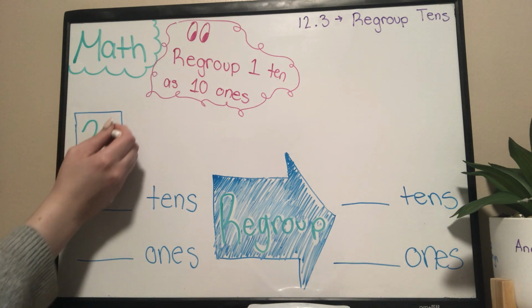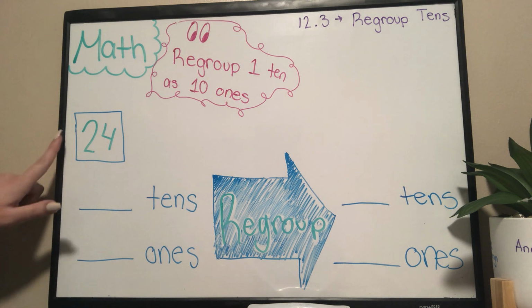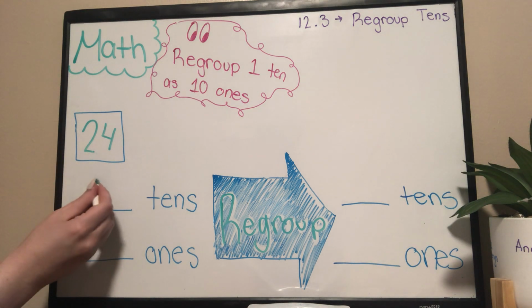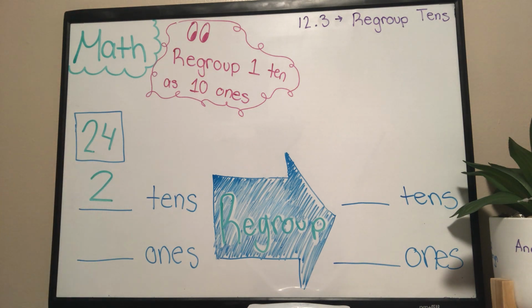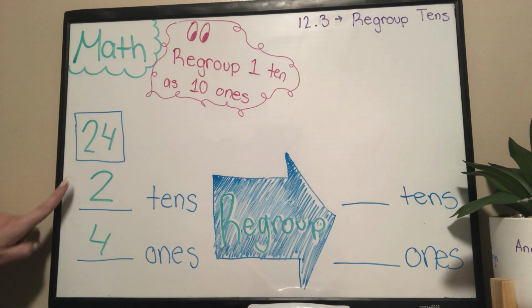So our first example is, let's say that we have the number 24. We're pretending we have the number 24. How many tens are in the number 24? Awesome. 2. And how many ones are in the number 24? 4. Amazing. 2 tens and 4 ones.